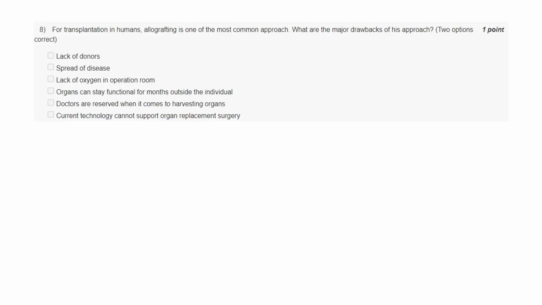Next, we had transplantation in humans. For transplantation in humans, allografting is one of the most common approaches. What are the major drawbacks of this approach? The major drawbacks are lack of donors and spread of disease.